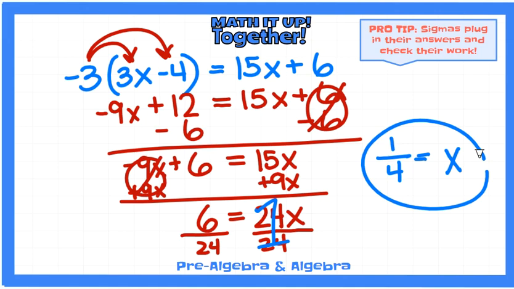And again, if you want to really be thorough, you would plug this in and make sure that this side, when you plug it in, is equal to this side. You should get the same number on both sides if your answer is correct.